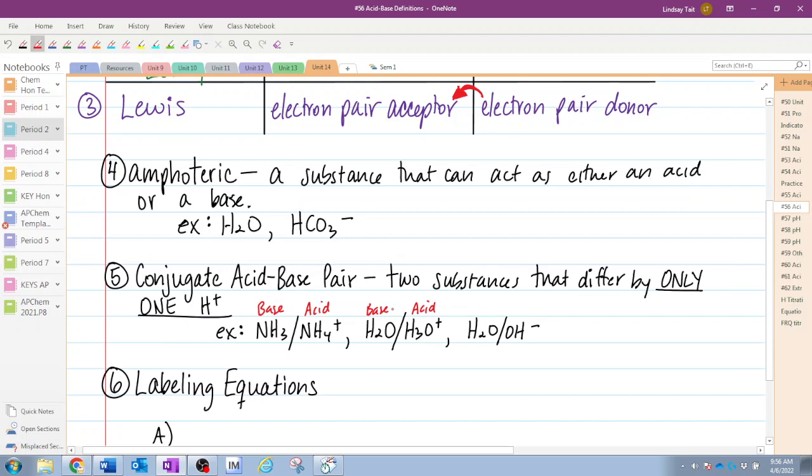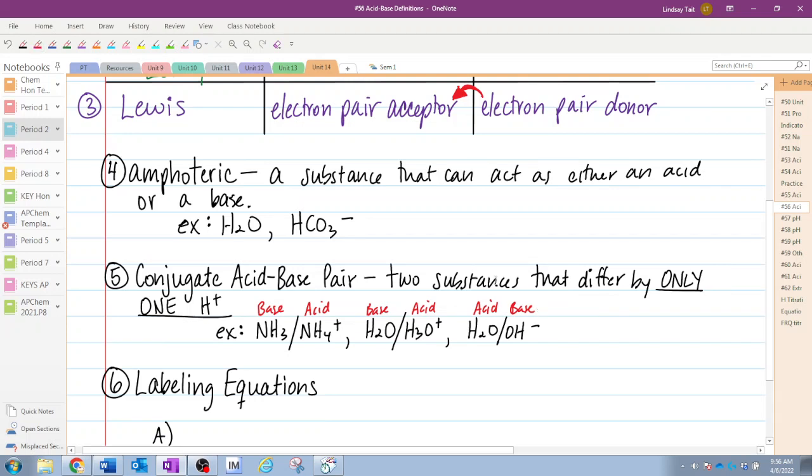Right? But then look at the other example. In this case, wouldn't I say water is the acid because it has 2 hydrogens, and then OH minus is the base because it only has 1? Oh, look, water can be an acid or a base. It's amphoteric. Right? Just depends on who it's with.